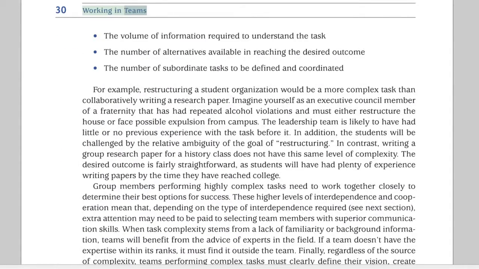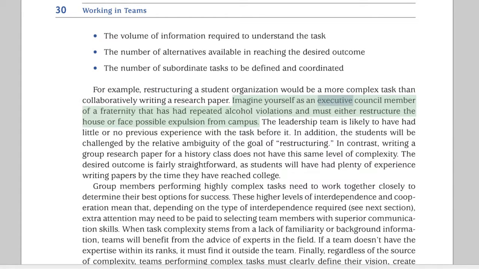the volume of information required to understand the task; the number of alternatives available in reaching the desired outcome; the number of subordinate tasks to be defined and coordinated. For example, restructuring a student organization would be a more complex task than collaboratively writing a research paper.